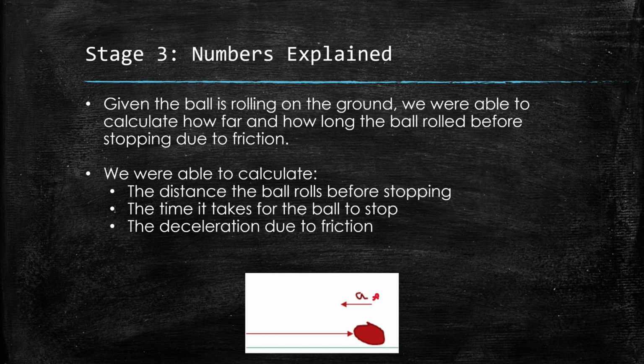So what do these numbers even mean? Well, given the ball was rolling on the ground, we were able to calculate how far and how long the ball rolled before stopping due to friction. So basically, we were able to calculate the distance the ball rolls before stopping, the time it takes to stop the ball, and the deceleration due to friction.